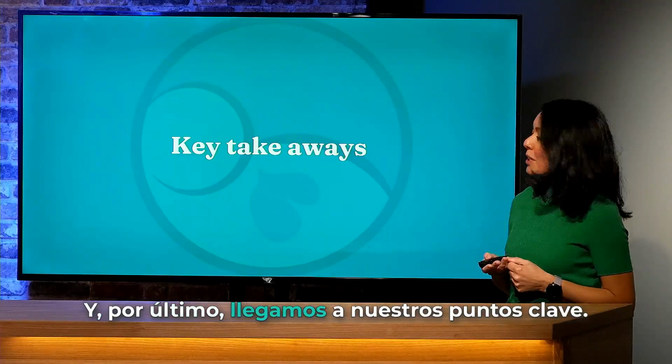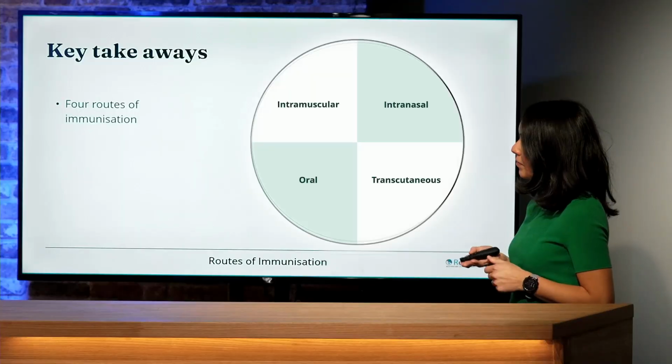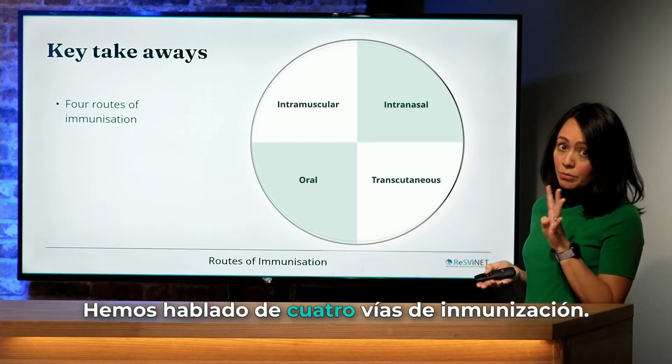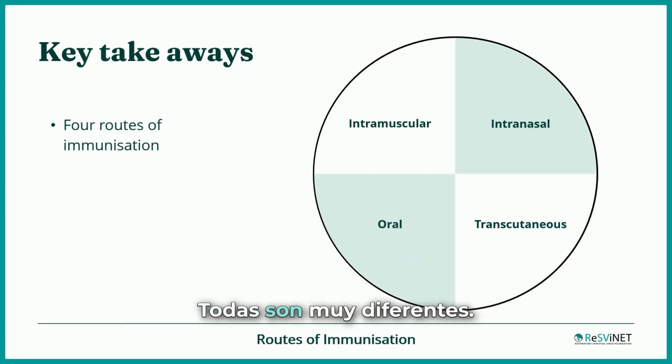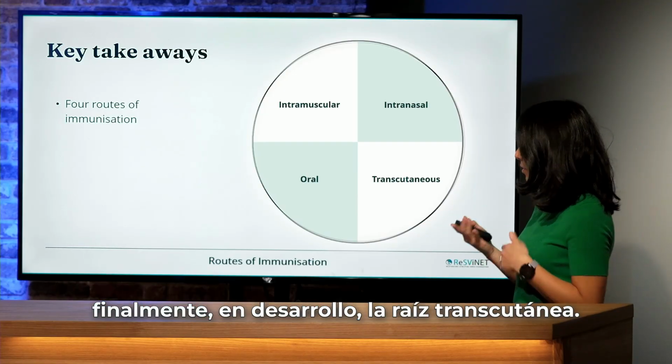And then finally, we come to our key takeaways. So we've discussed 4 routes of immunizations. They're all very different. The most common one is the intramuscular route, and then we have the intranasal and the oral route. And then finally, under development, the transcutaneous route.